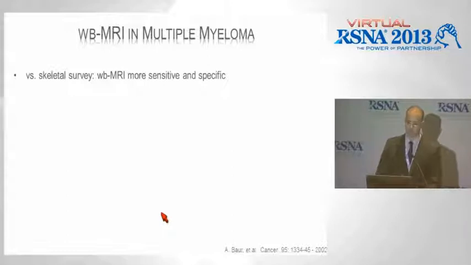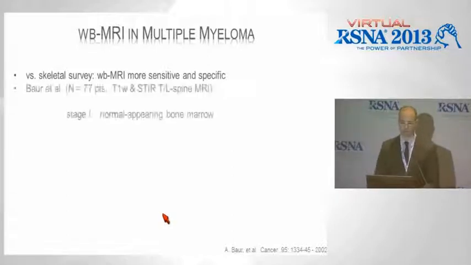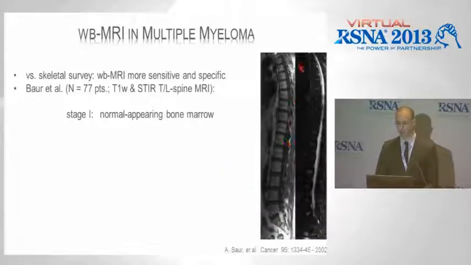So whole body MRI is better than the skeletal survey, but in order to understand the development here, we have to take a step back. And we look at this study from Bauer et al., which basically is not whole body MRI, it's actually just spine imaging. And they proposed a staging system. They said stage 1 is a normal appearing bone marrow, such as this. You all know how that looks like.